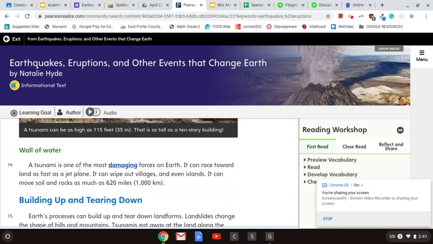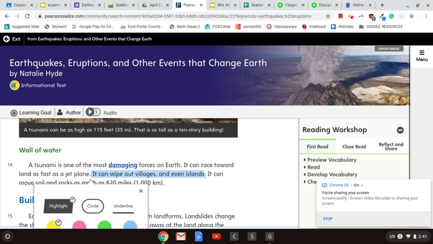A tsunami is one of the most damaging forces on Earth. I bet this is going to tell us why it's so damaging. It can race toward land as fast as a jet plane. It can wipe out villages and even islands. It can move soil and rocks as much as 620 miles. So here's a good answer for you. It can wipe out villages and even islands.